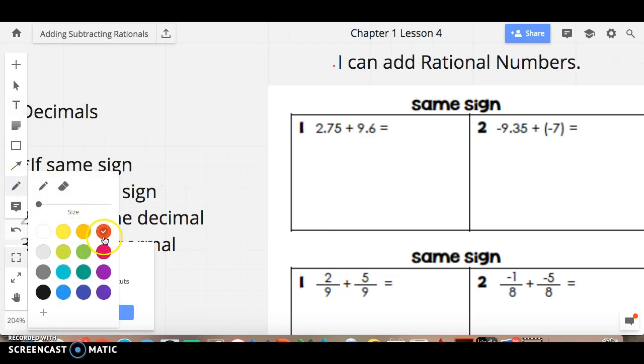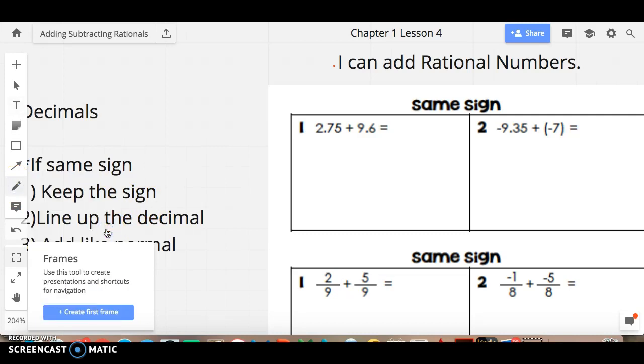Here we go. Let's do orange today. Because this number is already here, I'm just going to bring this 9 and 6/10 right underneath it. I can add a 0 at the end of any decimal number and it doesn't change it. Very cool. So now I get to keep the sign. They're both positive, so my answer is going to be positive, and add like normal.